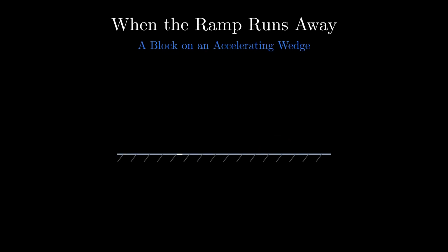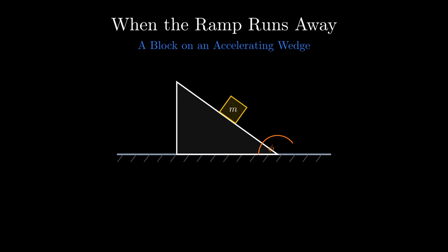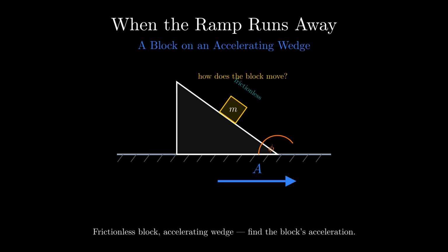Here's a twist on the classic ramp problem. A block sits on a frictionless wedge, but the wedge itself is being pushed across the table, accelerating. With no friction to grip it, how does the block move as the ground beneath it races sideways? Let's find its acceleration in the table frame.